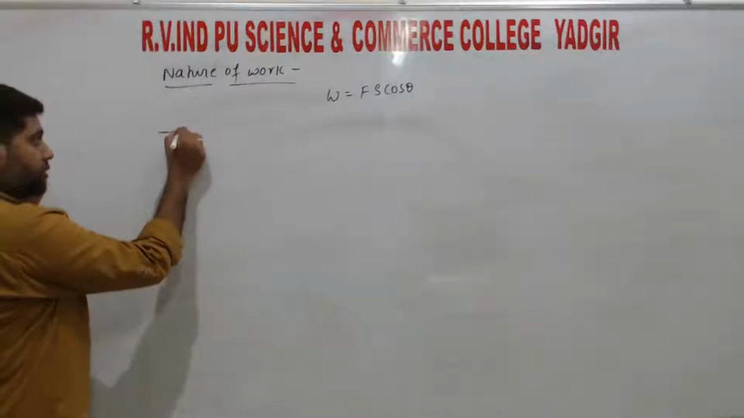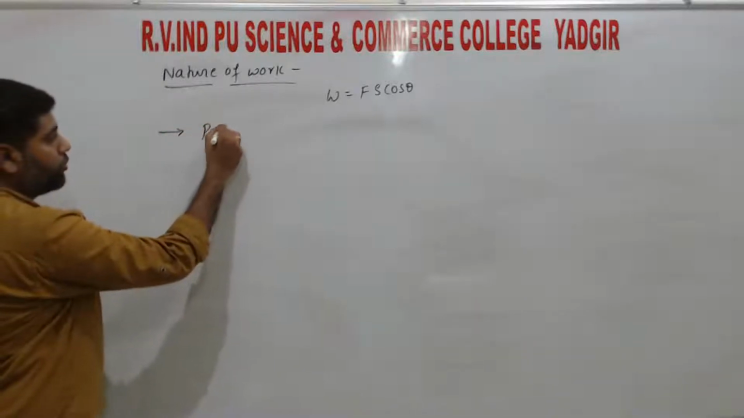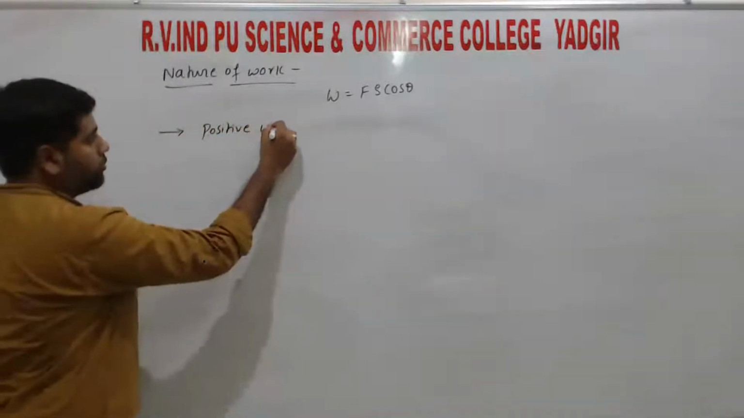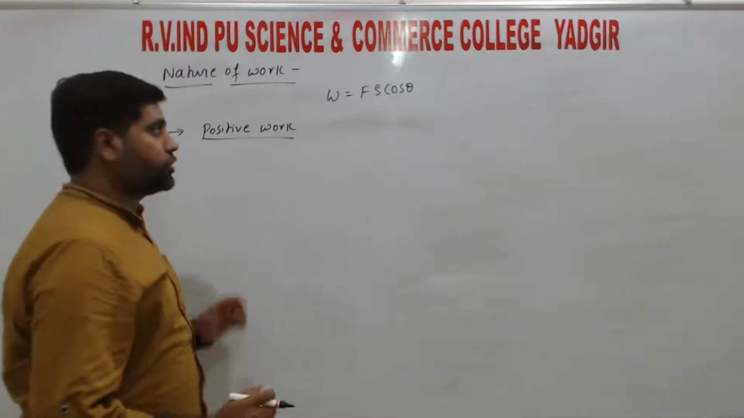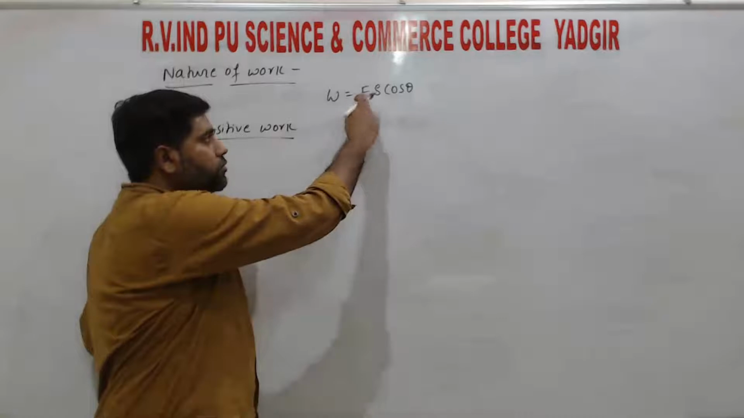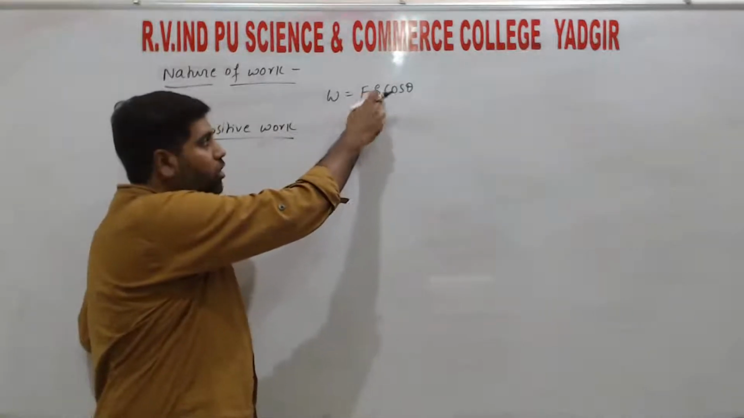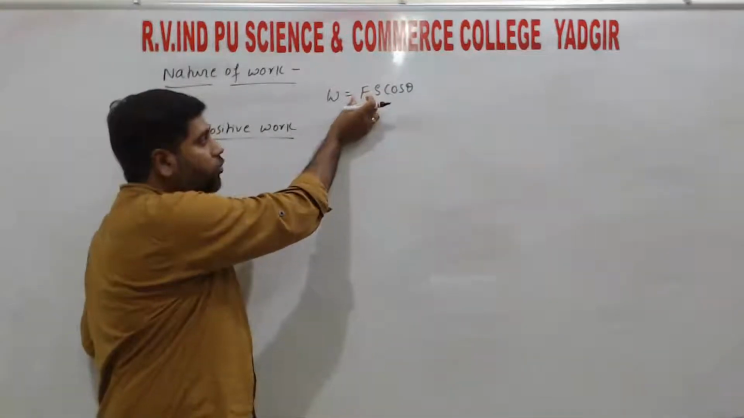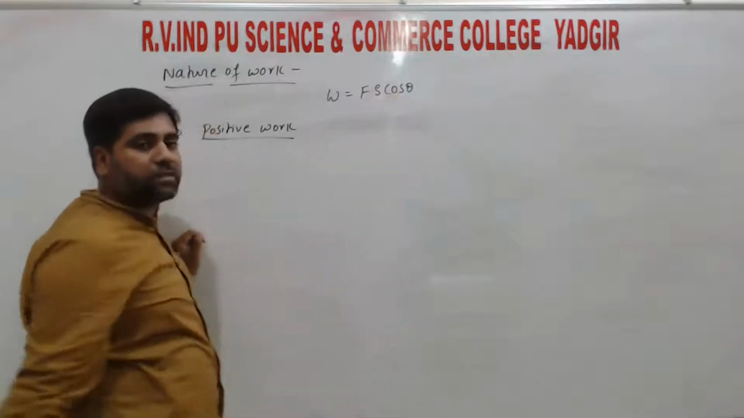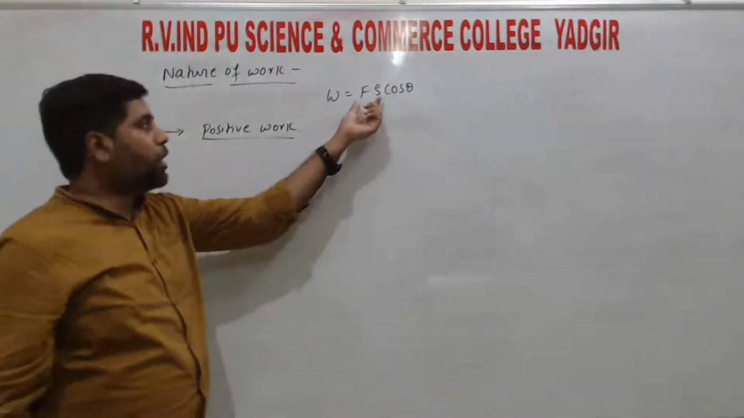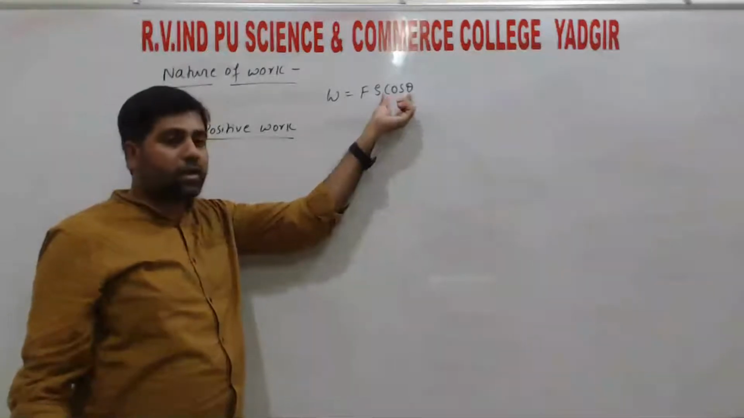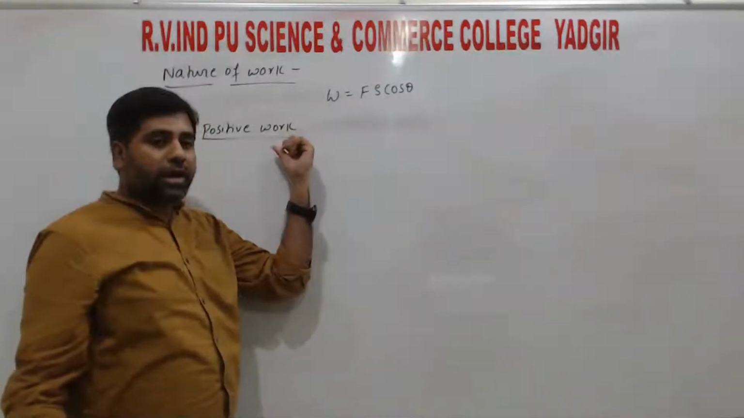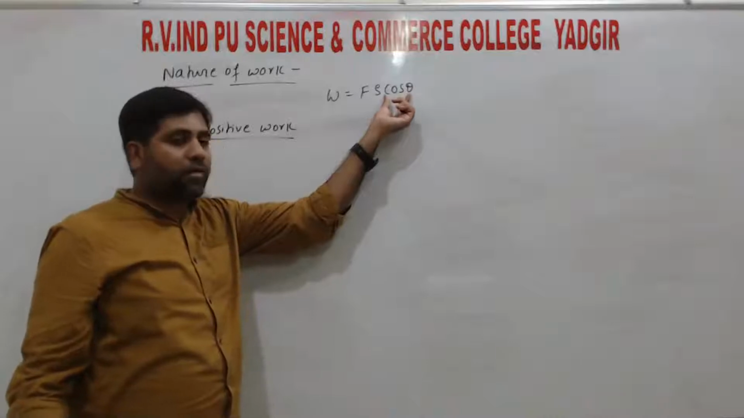So the first case, positive. When we say that the work is positive, if we take force and displacement as constant values, a certain force is applied and it displaces some amount. Here we have to find out whether the work is positive or negative. So that completely depends on the value of cos theta.